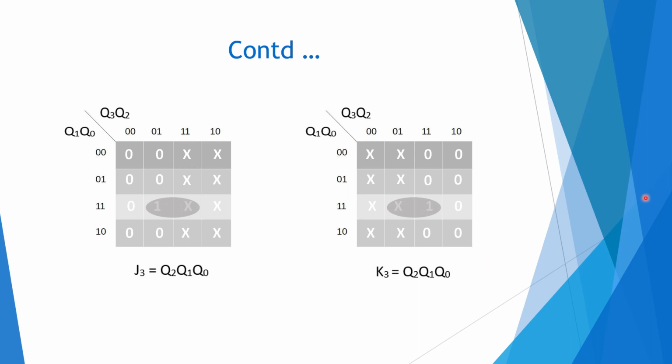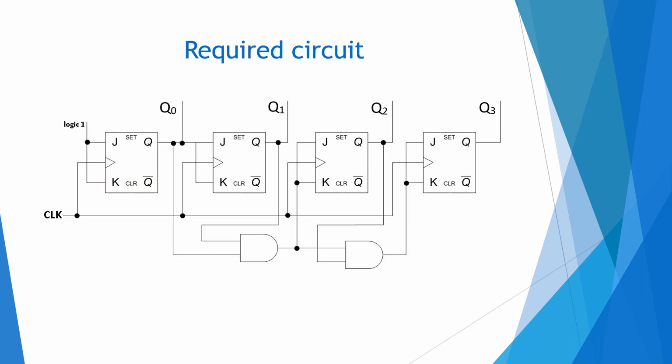So these are the values. We have derived the equation from the K-map for the next state logic. So this is the required circuit. According to the K-map output, I have designed the circuit here. So here it is J0 K0 equal to 1, J1 K1 equal to Q0, J2 K2 equal to Q1 Q0, and J3 K3 equal to Q2 Q1 Q0. So this is the required circuit.